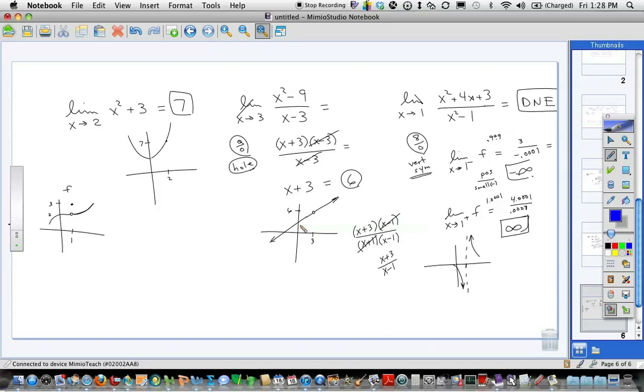Anytime the limit doesn't exist, we have to look at the left and the right. They call them the one-sided limits. If it doesn't exist, that means the cars didn't meet, so you have to tell us where the left car went, where the right car went. All right? That's it.